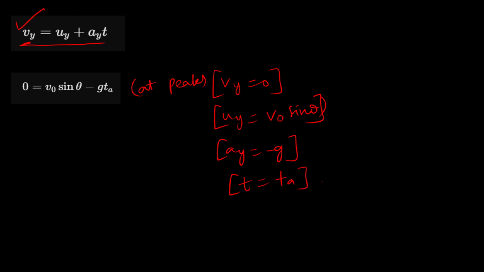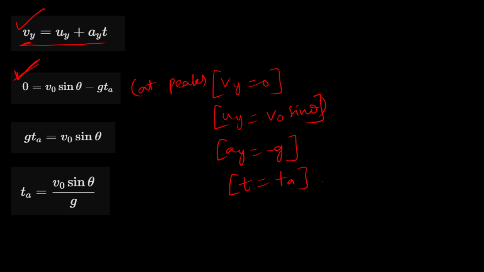Substituting these values into our first equation, we get 0 equals V0 sine theta minus g Ta. Next, to isolate the term with time, we move the negative term to the left side of the equation. g Ta equals V0 sine theta. Finally, to solve for the time of ascent, Ta, we divide both sides by g. This gives us our final formula. Ta equals V0 sine theta divided by g.